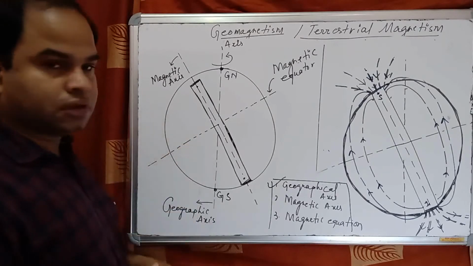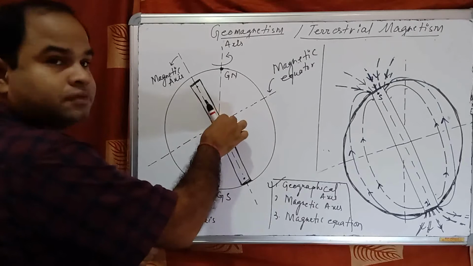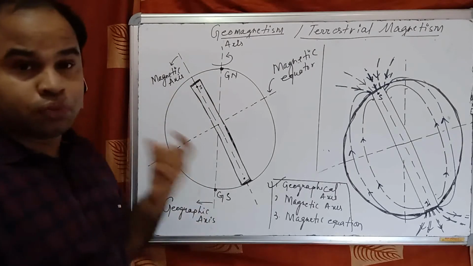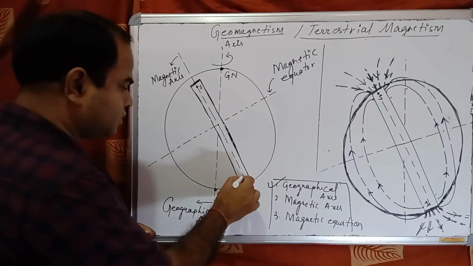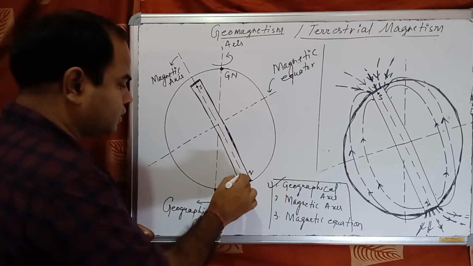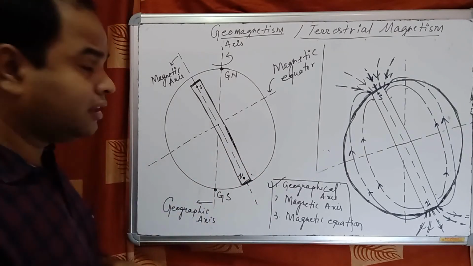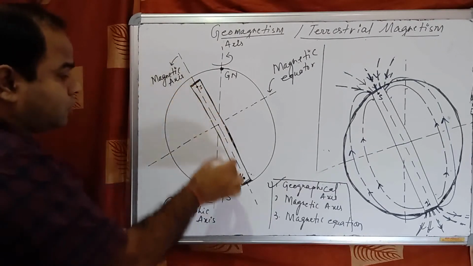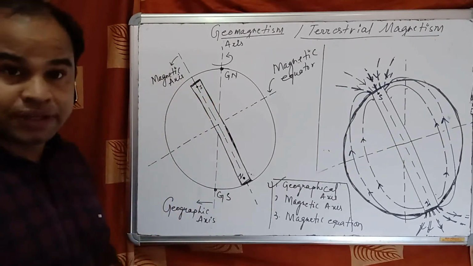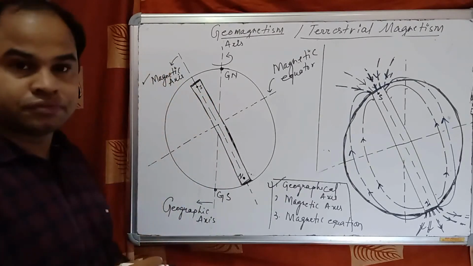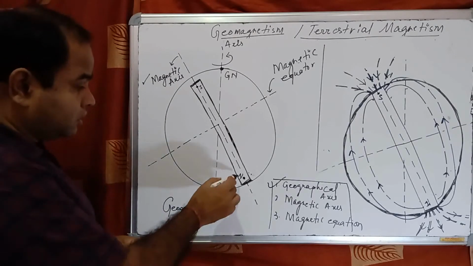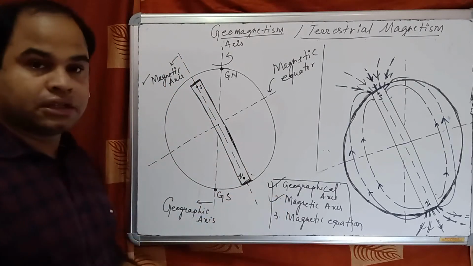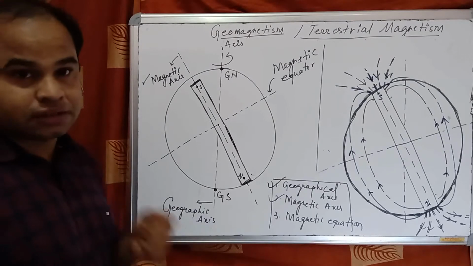And I will now discuss how the earth magnet is tilted. This is the south pole of the earth magnet and this is the north pole of the earth magnet. The line passing through the north and south pole of the earth magnet is called the magnetic axis.